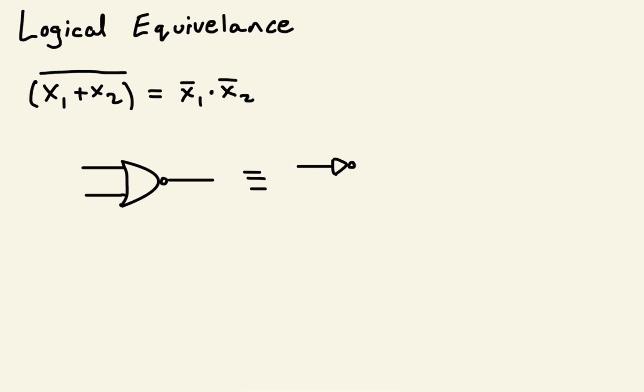Below you see a circuit representation of De Morgan's law, specifically a representation where we change a NOR gate into two NOT gates and an AND gate. Generally speaking, when a company like Intel or Apple manufactures CPUs, they mostly use NOR and NAND gates.